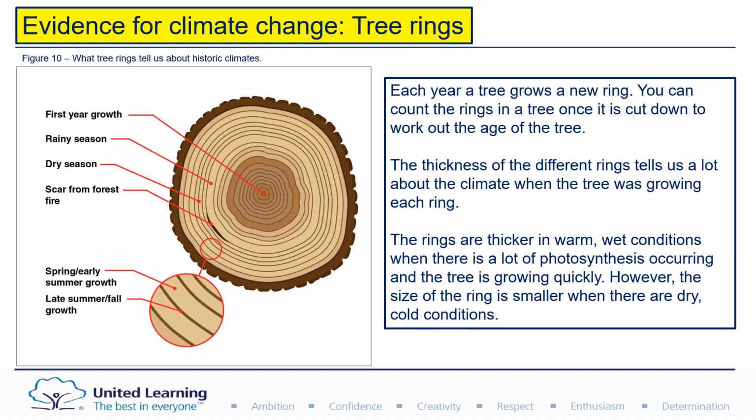Another piece of evidence is tree rings. Each year a tree grows, it grows a ring in its trunk. And you can count the rings to work out the age of a tree. But these rings aren't all the same thickness, and the thickness of the ring tells us how much the tree has grown in a year. So what scientists can do is they can study and they can see that when tree rings are thicker, the climate conditions were warm and wet.